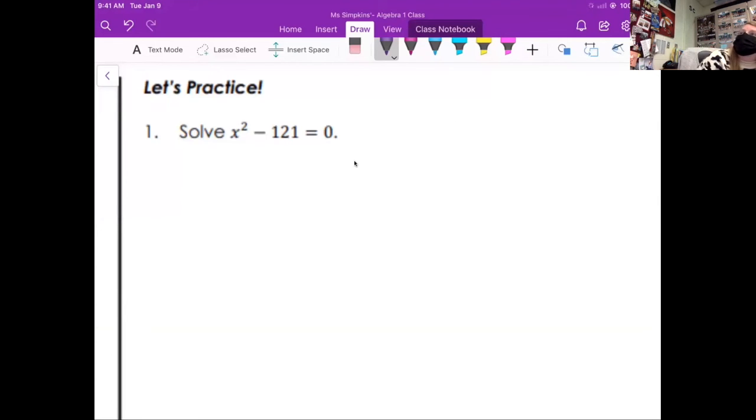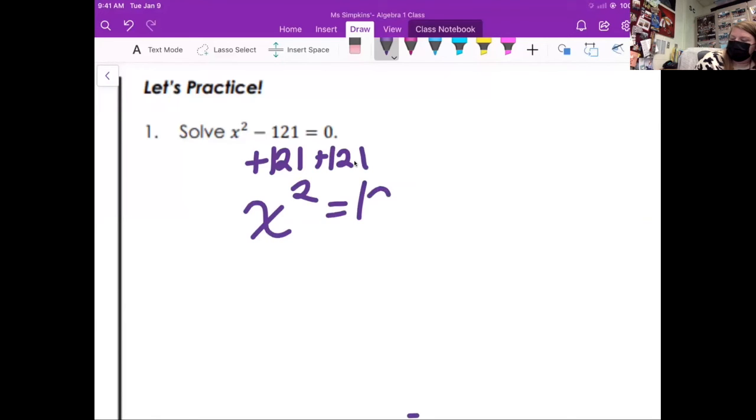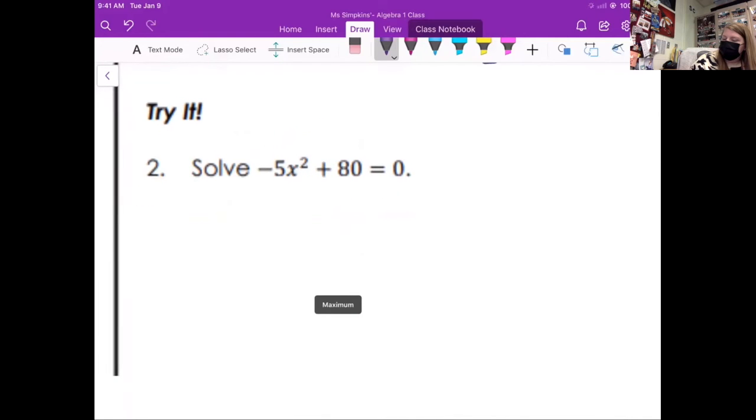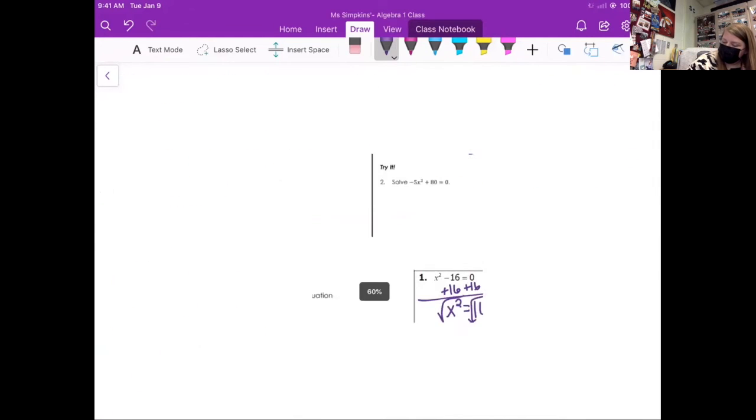Okay, so we want to add 121 to get x squared equals 121, and then we can take the square root. If you're not sure if it's a perfect square, go ahead and plug it in your calculator. If it gives you a whole number, it's a perfect square. So if I take the square root of 121, it is a perfect square. It would be 11 and negative 11.